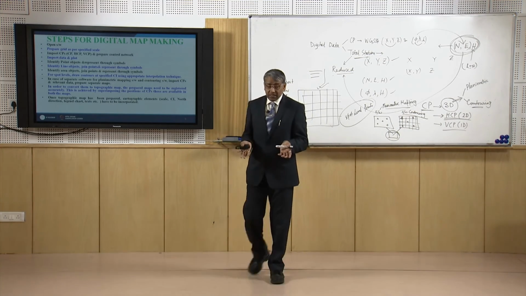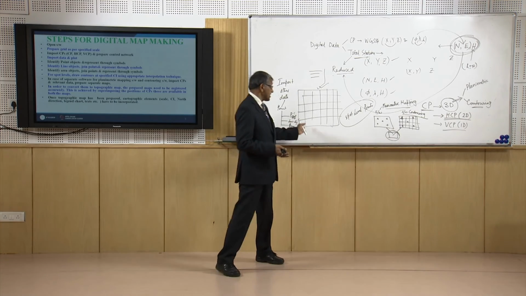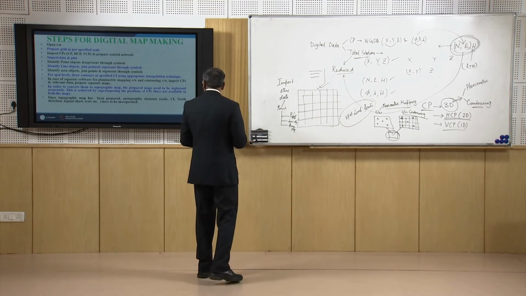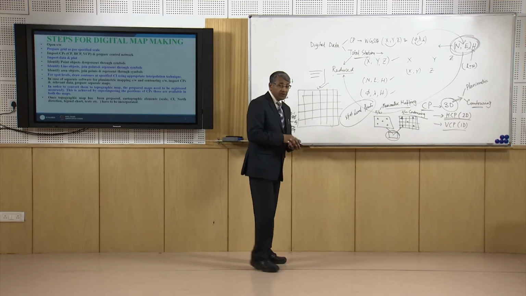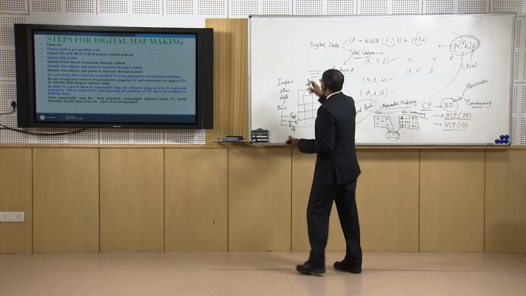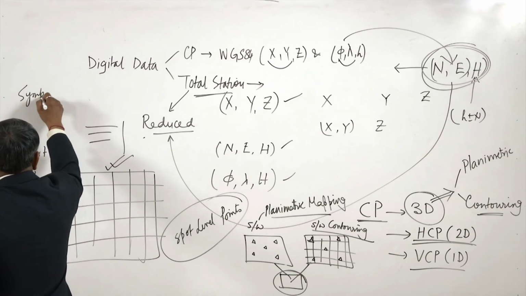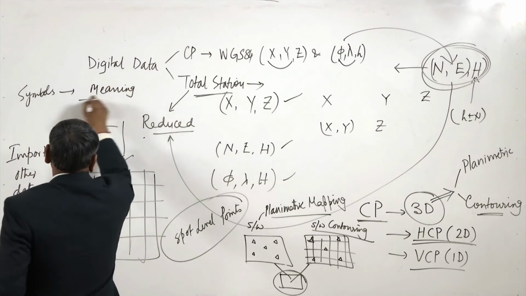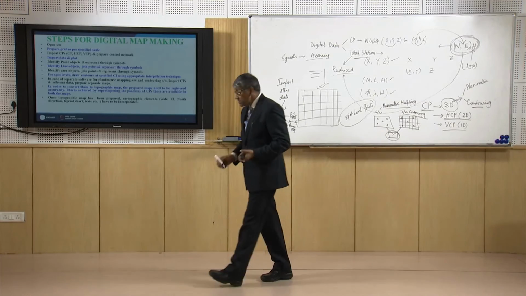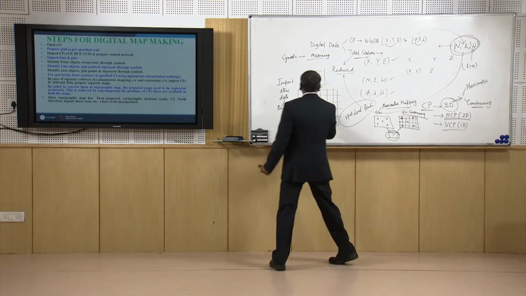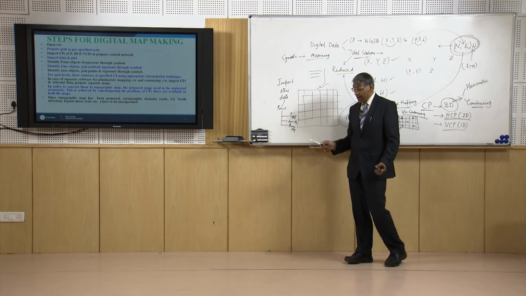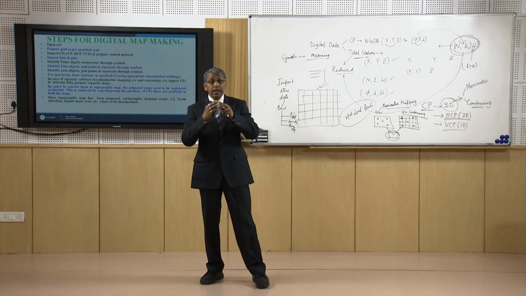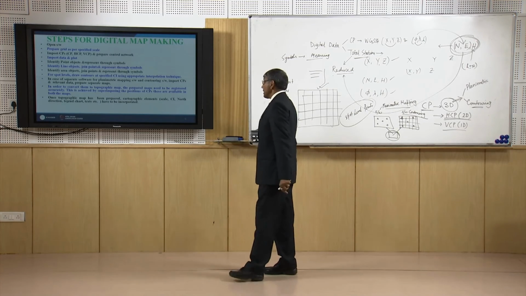Other important features are like the legend set. Legend set means legend table or legend chart. Legend chart means the symbols along with their meaning. So, whatever symbols are available or shown in the map, all those symbols along with their meaning have to be given in the form of a chart.